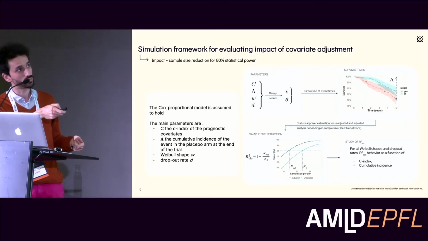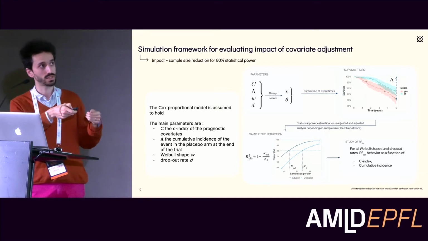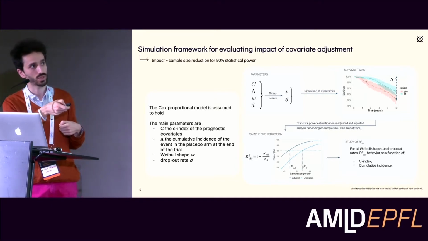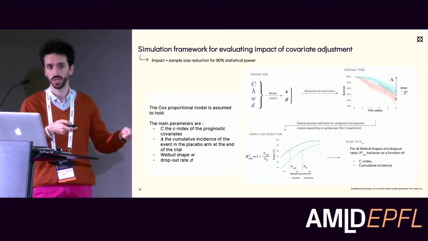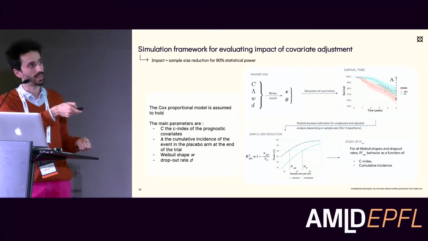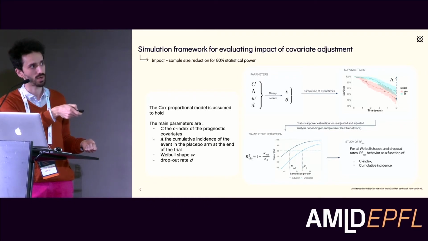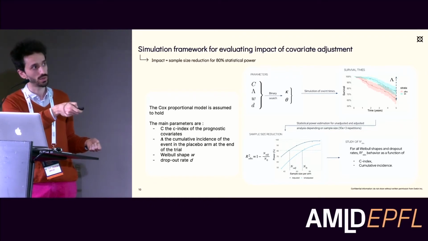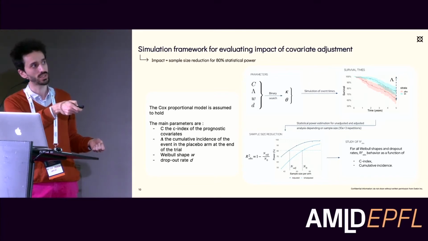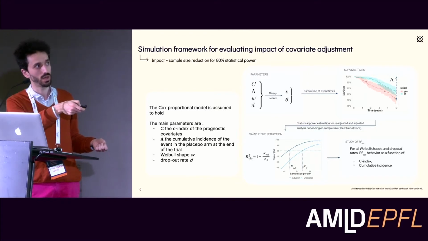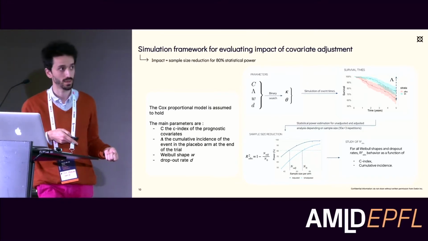So we simulated the data. Then we had those simulated clinical trials where we could do both an adjusted and an unadjusted analysis. And then we had power curves depending on sample size. This is power, this is sample size. Here is the unadjusted power curve. Here is the more powerful adjusted power curve. And in order to quantify the gain in statistical power, we looked at the reduction in sample size for a statistical power of 80%.